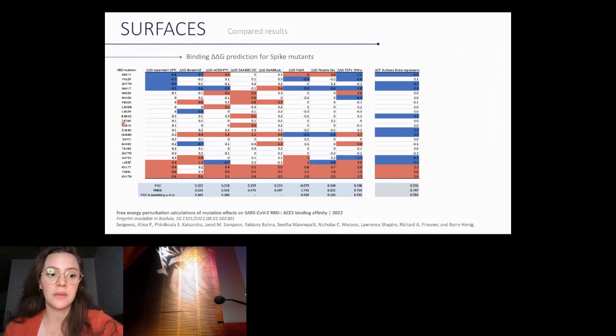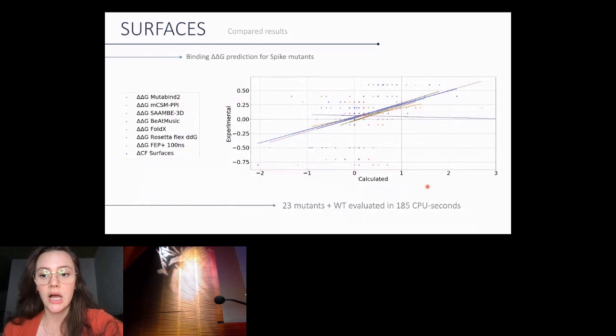We performed the mutants the same way they did in order to have comparable structures, and evaluated those interactions using SURFACES. And we had very similar results to those of FEP, both in our Pearson's R and our classifying ability. And the error is very similar as well. Here you guys can see in pink and blue the SURFACES results and the FEP results, which have the best tendency line visually. And we were able to evaluate those 23 mutants plus wild type in 185 CPU seconds.